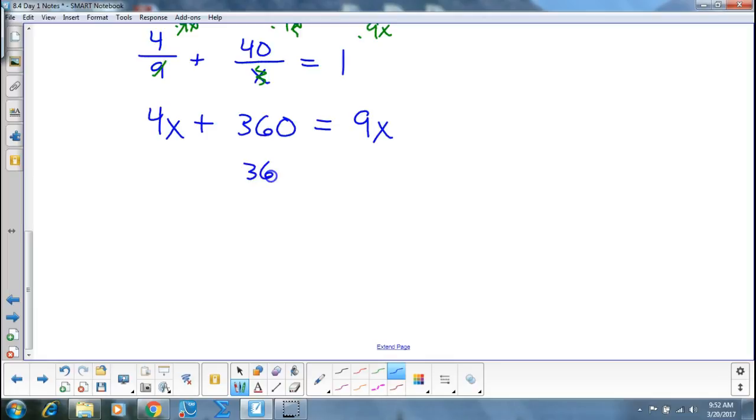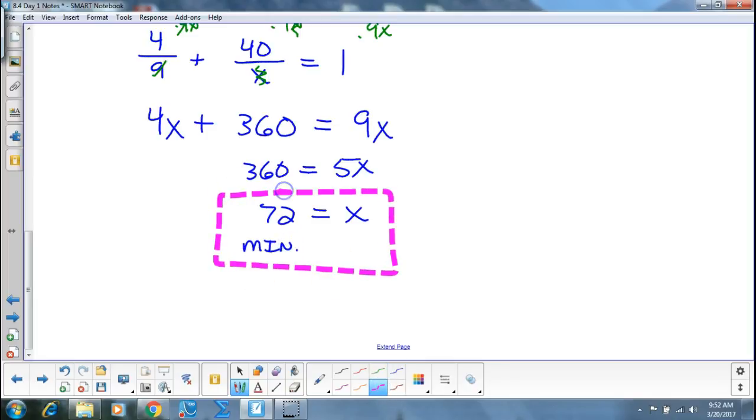So 360 here equals 5x. 72. And that is going to be in minutes, correct? Is that in our acceptable range? More than 40, less than 90. Okay? With me? Okay.